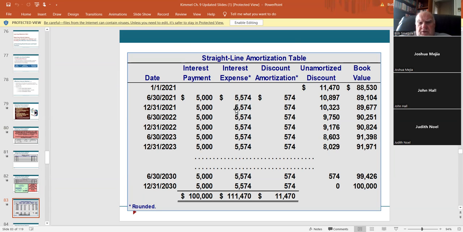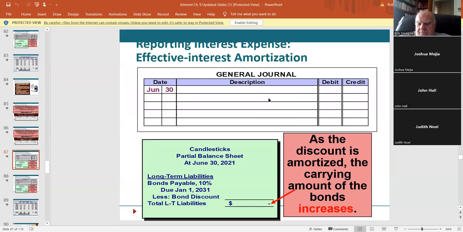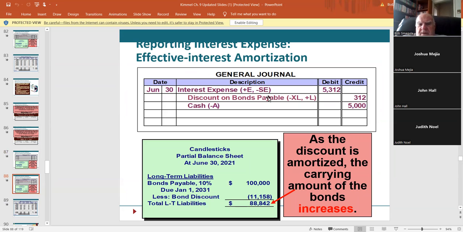So here's your journal entry. You can take the journal entry right off here. You debit interest expense, 5574. You credit 574 to the discount, that's the amortization, and you credit cash or interest payable. And here's an example right here. You debit interest expense. In this case, you credit the discount and you credit cash, bonds.